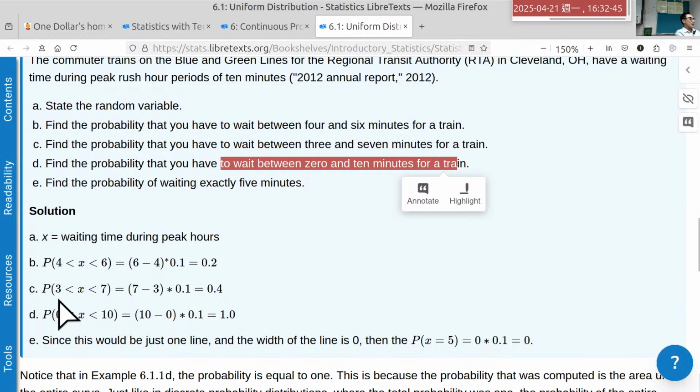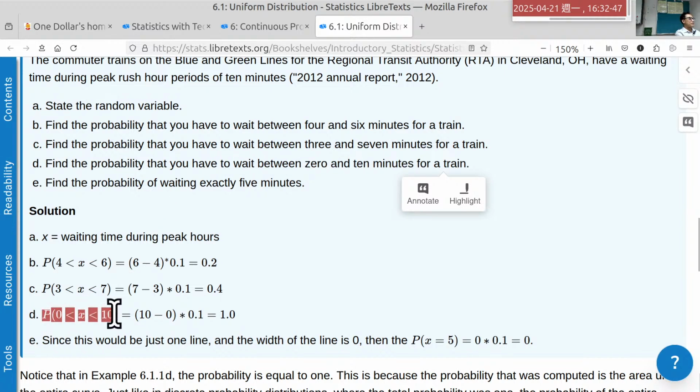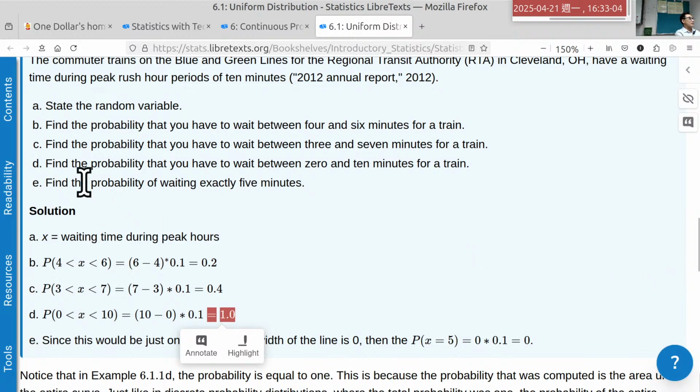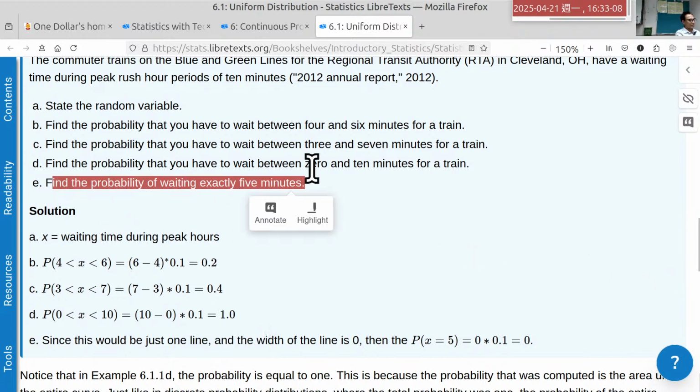Okay. And the probability from 0 to 10 minutes: X is greater than 0 and smaller than 10. We can calculate that: 10 minus 0 times 0.1, that is 1.0. Okay, question E: find the probability of waiting exactly 5 minutes.